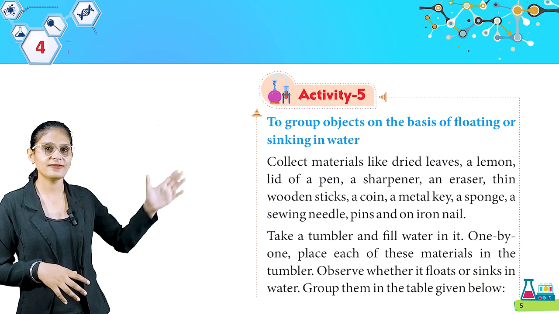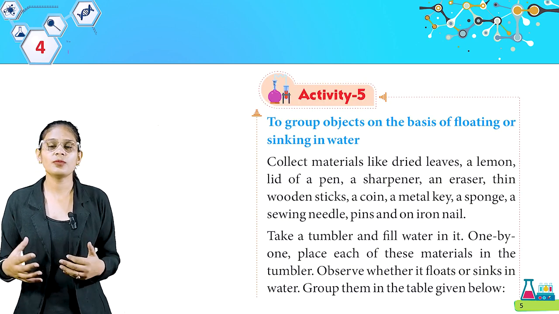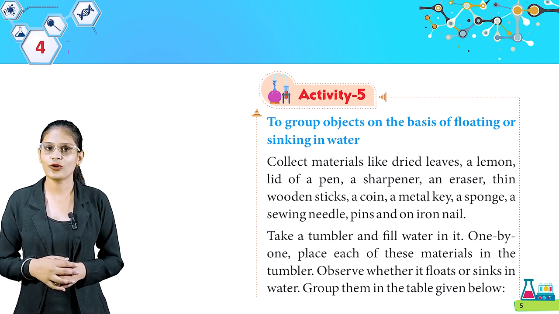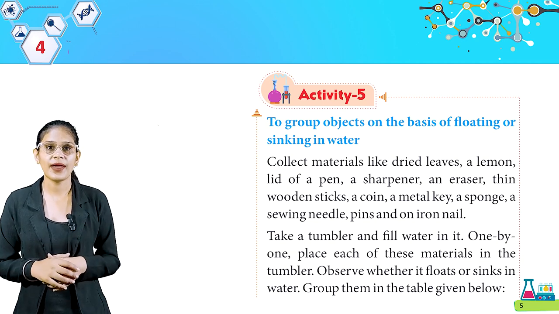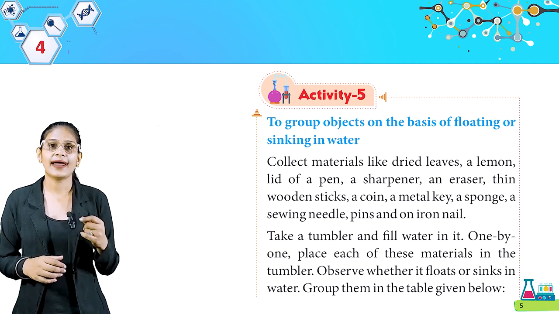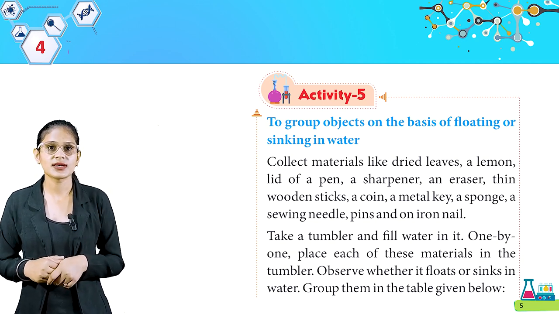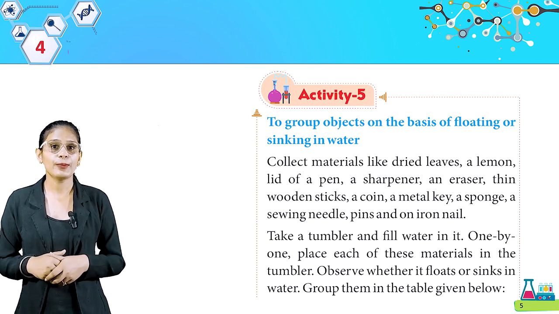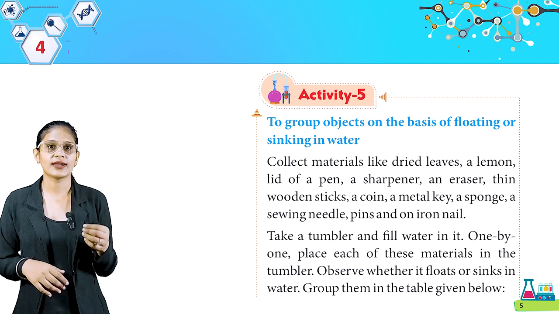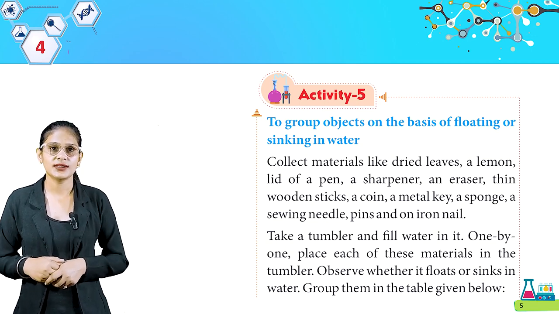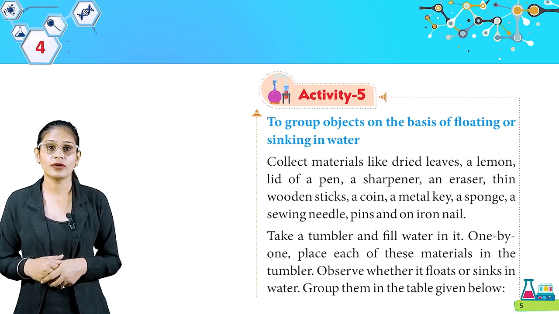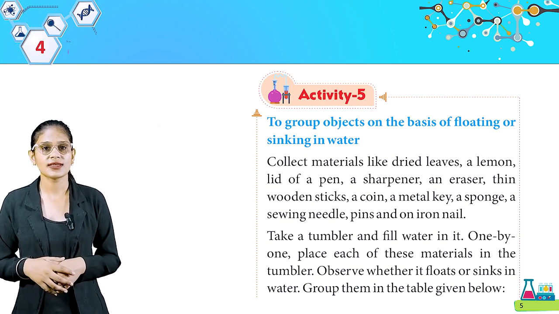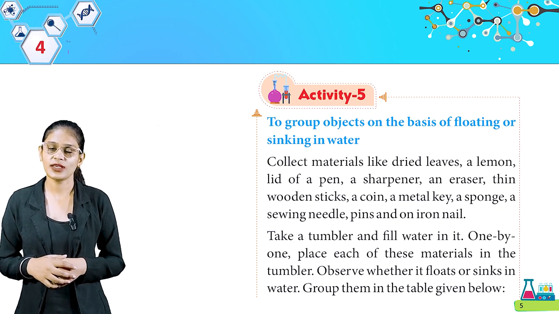Here is activity 5. To group objects on the basis of floating or sinking in water, collect materials like dried leaves, a lemon, lid of a pan, a sharpener, an eraser, thin wooden sticks, a coin, a metal key, a sponge, a sewing needle, pins and an iron nail. Take a tumbler and fill water in it. One by one, place each of these materials in the tumbler. Observe whether it floats or sinks in water. Group them in the table given below.